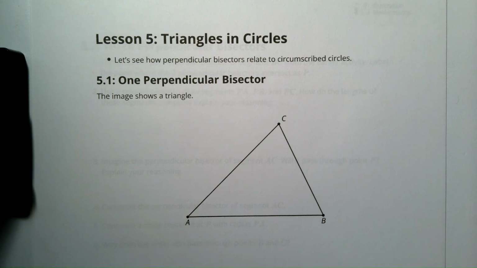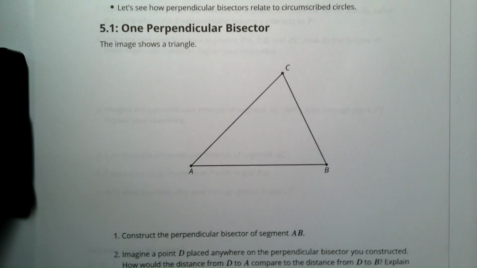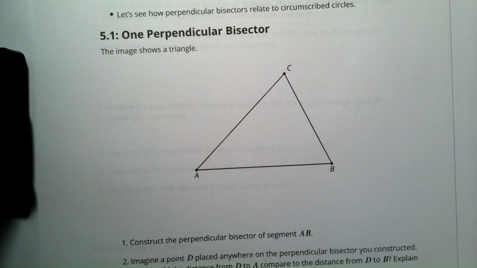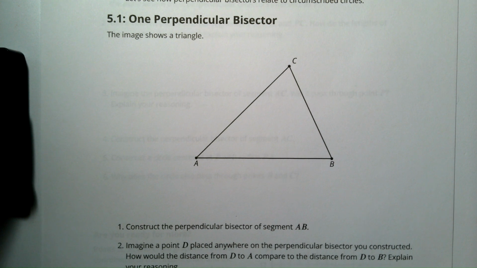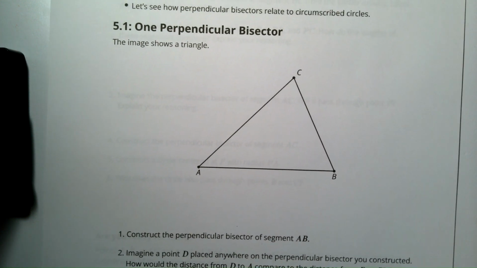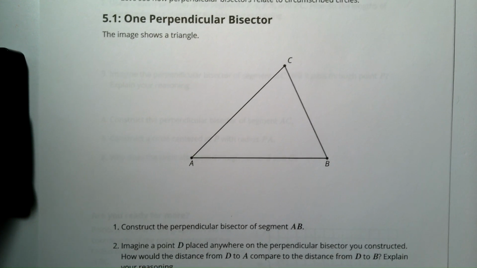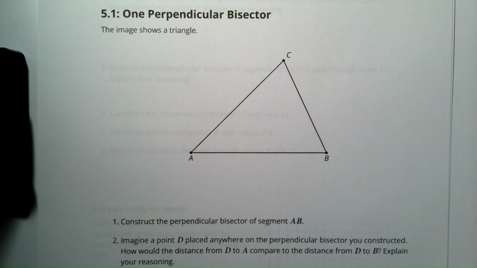Alright, this video is going to go through lesson 5. So our warm-up here says one perpendicular bisector. It says the image shows a triangle, and we want to construct the perpendicular bisector of segment AB.